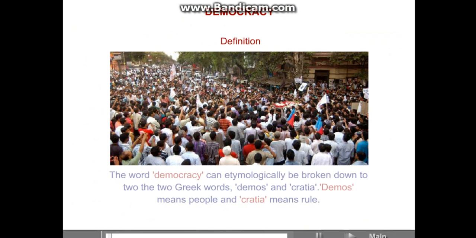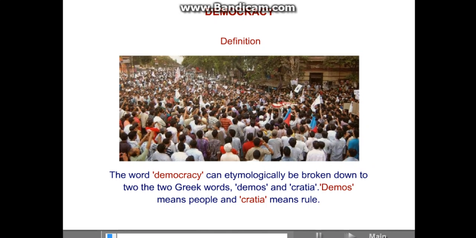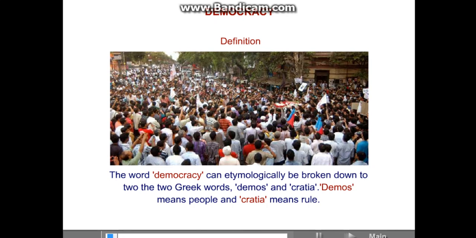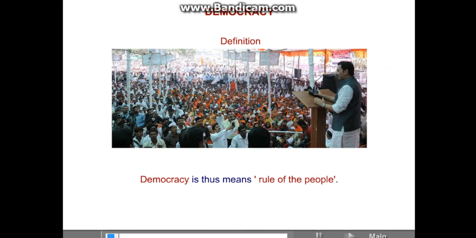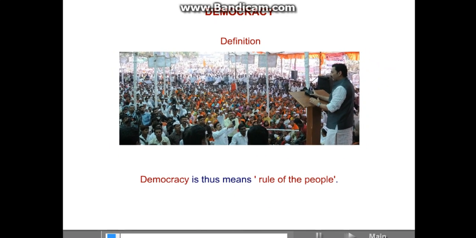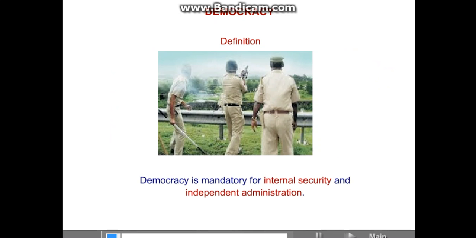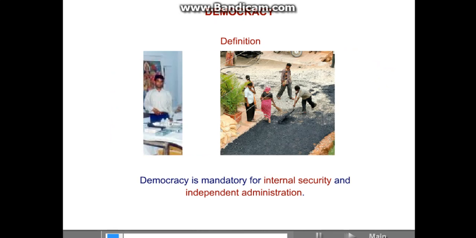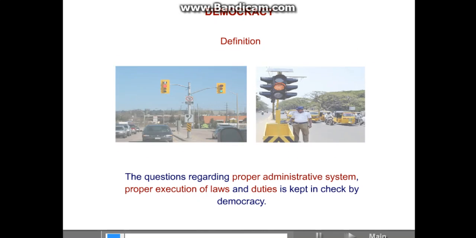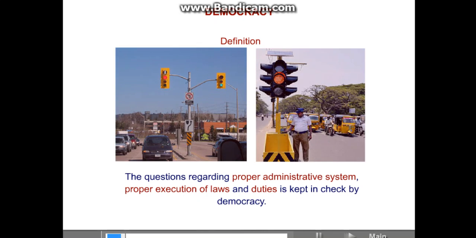Democracy. Definition. The word democracy can etymologically be broken down to two Greek words, demos and kratia. Demos means people and kratia means rule. Democracy thus means rule of the people. Democracy is mandatory for internal security and independent administration. The questions regarding proper administrative system, proper execution of laws and duties is kept in check by democracy.